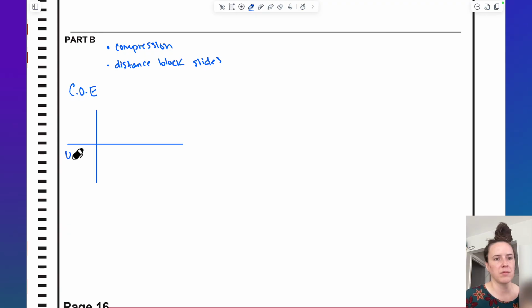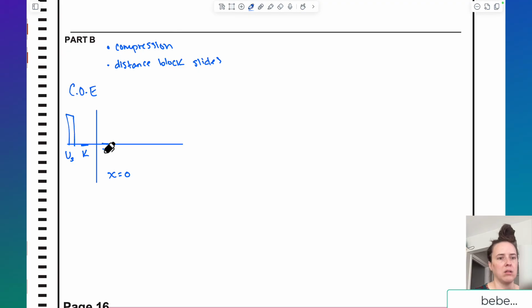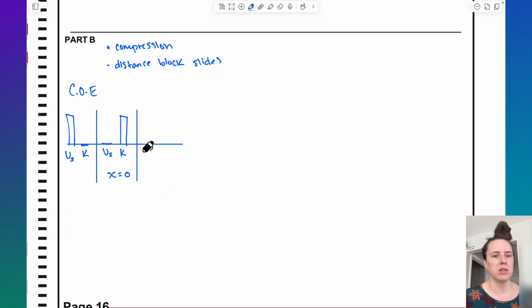We compress our spring and we get a bunch of springy potential energy. Then we let our spring go. When we get back to x equals 0, the spring is at its relaxed length. So there is no springy potential energy. It has turned 100% into kinetic energy because there's no friction at this point. So there's nothing to steal it. Then we go slidey, slidey, slidey, slidey, until eventually we come to rest. So we have nothing.